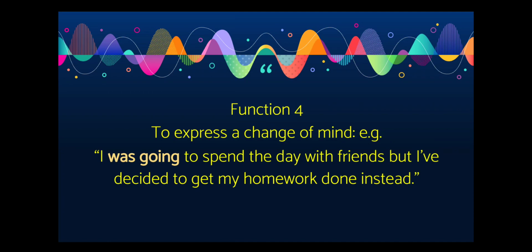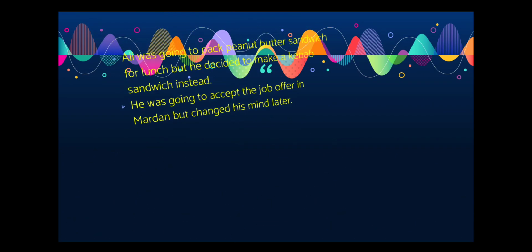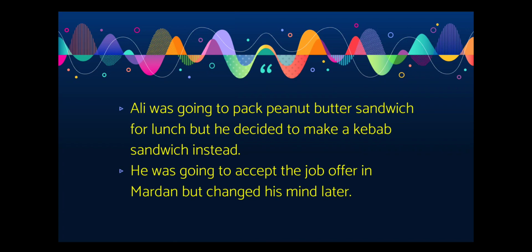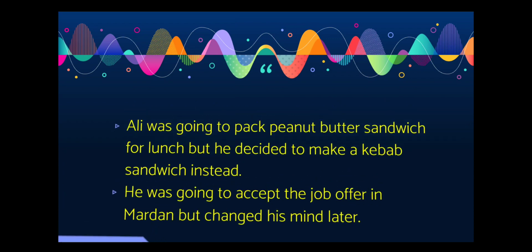Function 4. To express a change of mind. For example, I was going to spend the day with friends, but I've decided to get my homework done instead. Some more examples. Ali was going to pack peanut butter sandwich for lunch, but he decided to make a kebab sandwich instead. He was going to accept the job offer in Mardan, but changed his mind later. It's your turn. You can pause the video here and write your own examples.